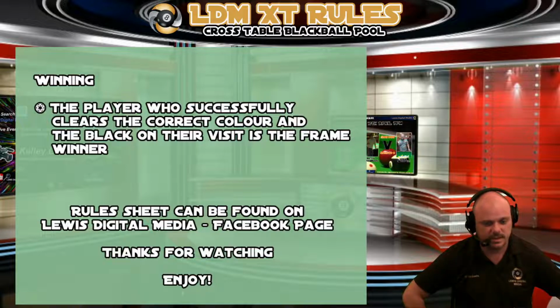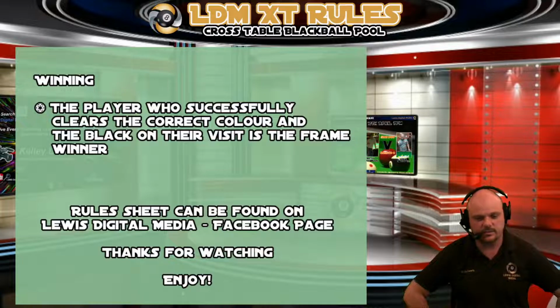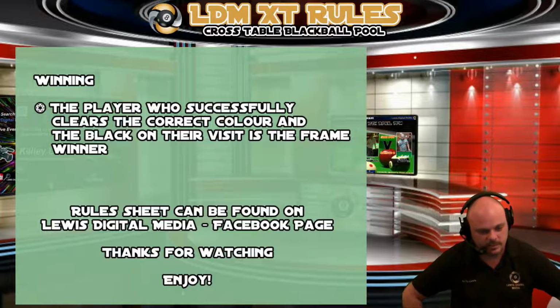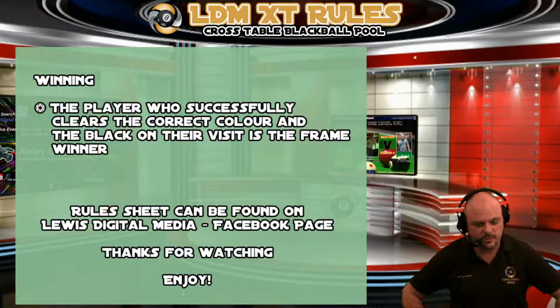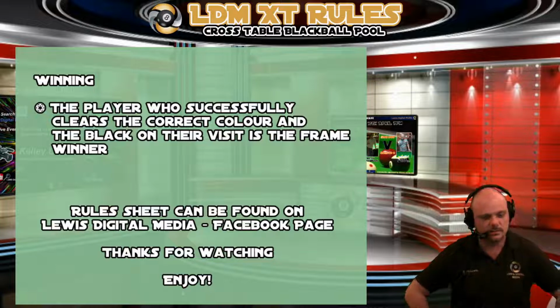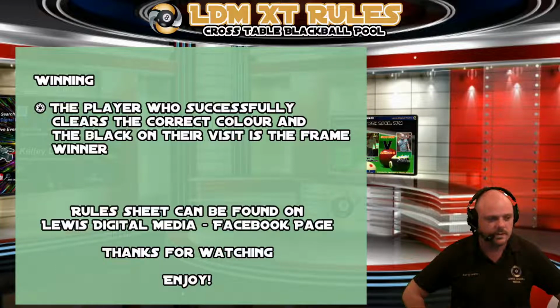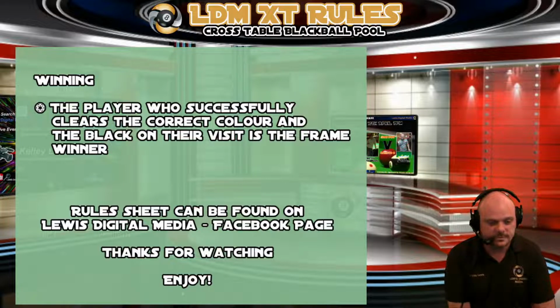The idea of obviously having the video feed is so you can see what each player's up to. You can have a look at their table. You can see what colour they're going to be on next. You can see if they've got balls tied up. That could make you think of a different tactical edge on your table.